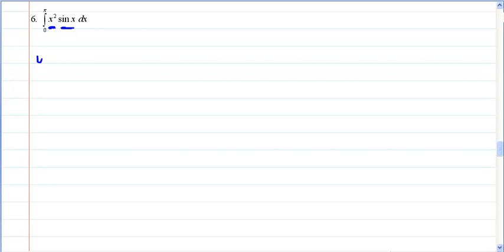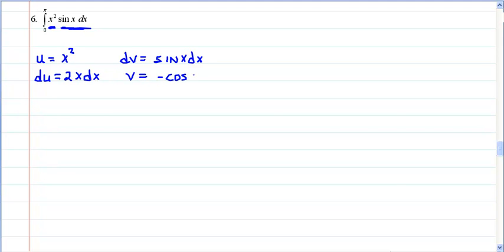So I like to pick my u to be the one that is simpler when I take the derivative, which would definitely be x squared. Because when I find du, it's now only 2x dx. My dv is equal to sine x, but I have to include the dx with it. So I have sine x dx, and sine x is the derivative of minus cosine.